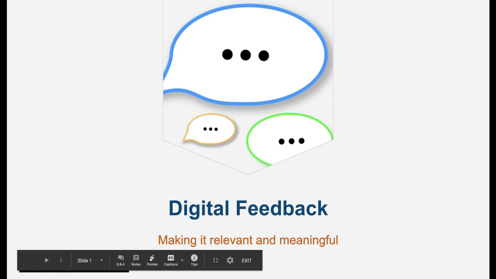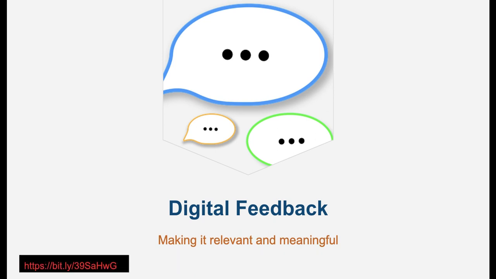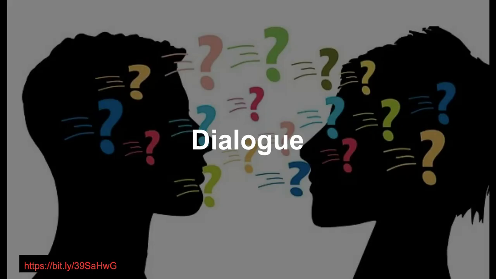Today we're going to talk about digital feedback and how to make it relevant and meaningful for our students. The number one thing we want to do with our digital feedback is make it a conversation with students. So it shouldn't be one-way critiques and corrections and then be done with it. It should be a conversation where we're prompting the student to respond. We should expect a response when we give people feedback.